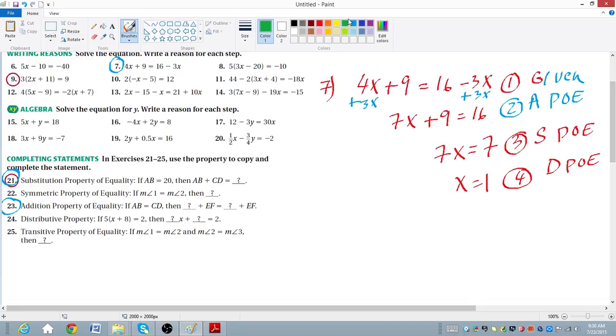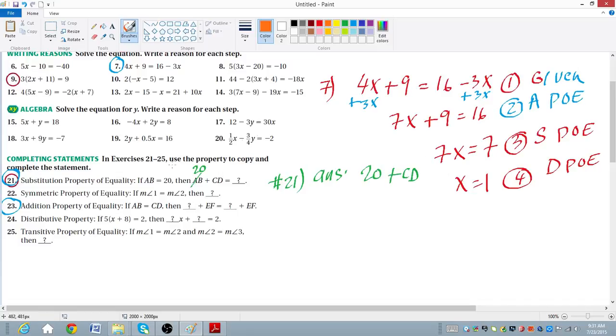Now let's look at number 21. Use the property to copy and complete the statement. Well, substitution property. So I'm going to use substitution property for this. Now, if AB is equal to 20, then AB plus CD. Well, I know AB is 20. So let me substitute this in. That's what the substitution property is doing. Instead of AB, I substitute with 20. So this is number 21. The answer is 20 plus CD.